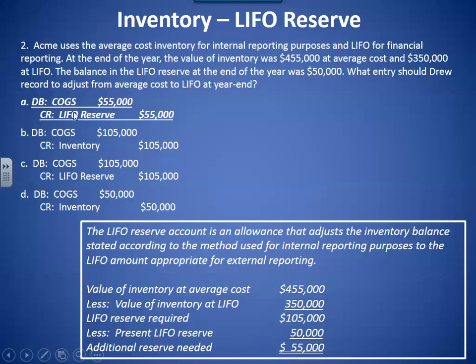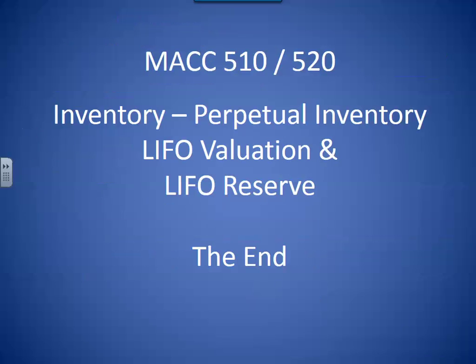If we have to increase our LIFO reserve, that increases cost of goods sold. If for some reason we decrease the LIFO reserve, that will be a credit to cost of goods sold. So that's the answer for number 2, with a LIFO reserve type of an adjustment. Okay, and that ends the review for LIFO valuation under perpetual inventory and an introduction to LIFO reserve.